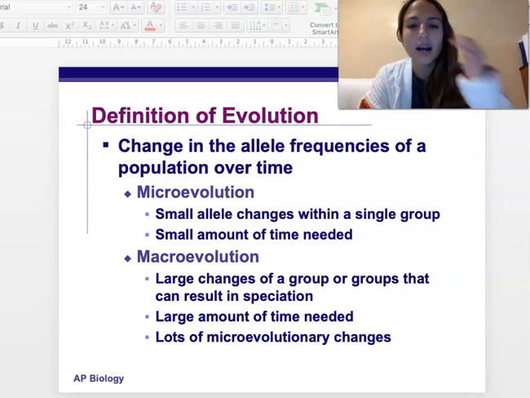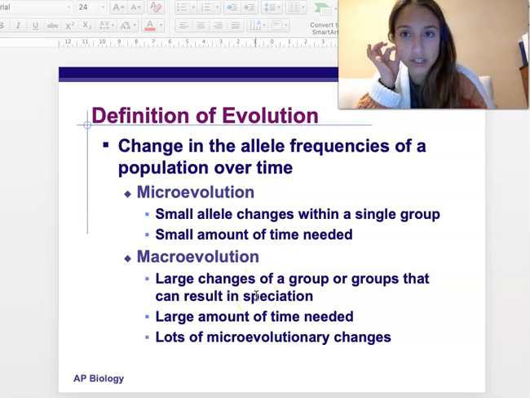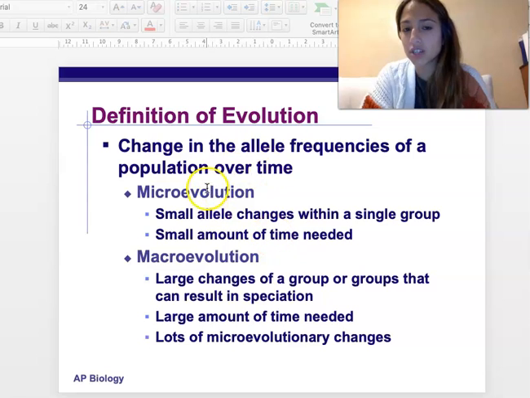So what is evolution? You can have microevolution or macroevolution. Microevolution are going to be small allele changes within a single group, okay, and a small amount of time is needed. So this is on a very small scale and small time frame. Macroevolution are much larger changes of a group or groups that can result in speciation. So macroevolution is actually how evolution leads to new species. It takes a whole bunch of time and there has to be an accumulation of these microevolutionary changes. So microevolution eventually, given enough time, will lead to macroevolution.